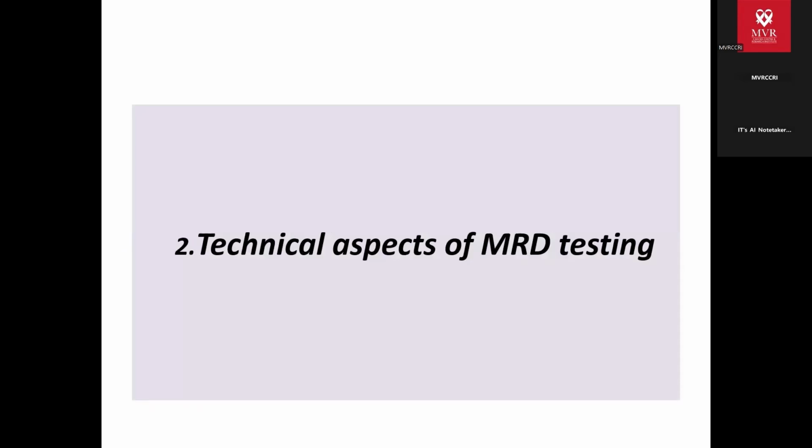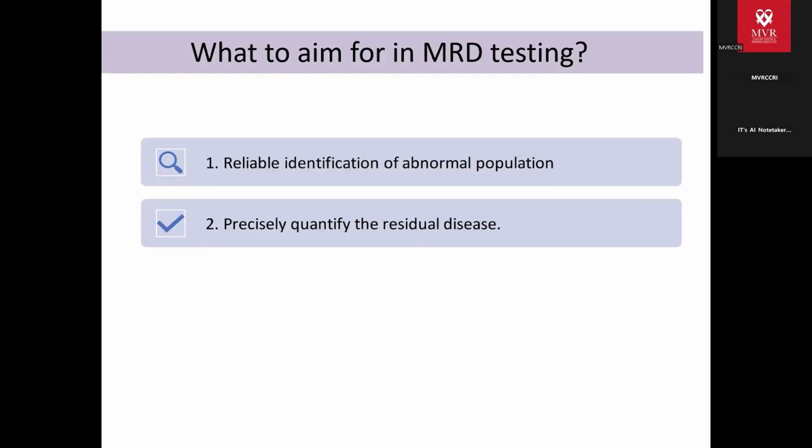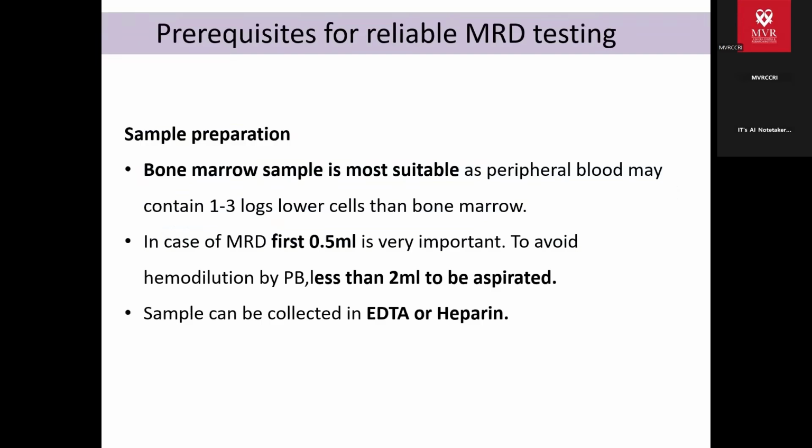Now, the technical aspect. I won't be going into much detail because this is not the crowd for the technical aspect. But what you need to know is what the prerequisites are for a good MRD. Our aim in MRD is reliable identification of abnormal cells and to precisely quantify the residual disease. This is the most important part where the clinicians are involved.